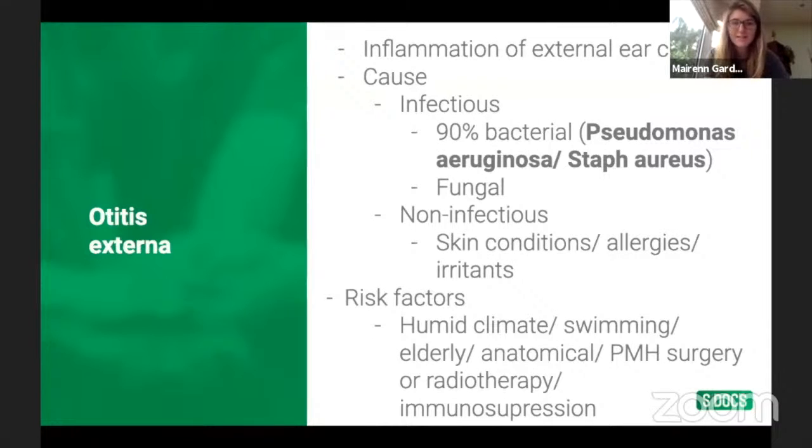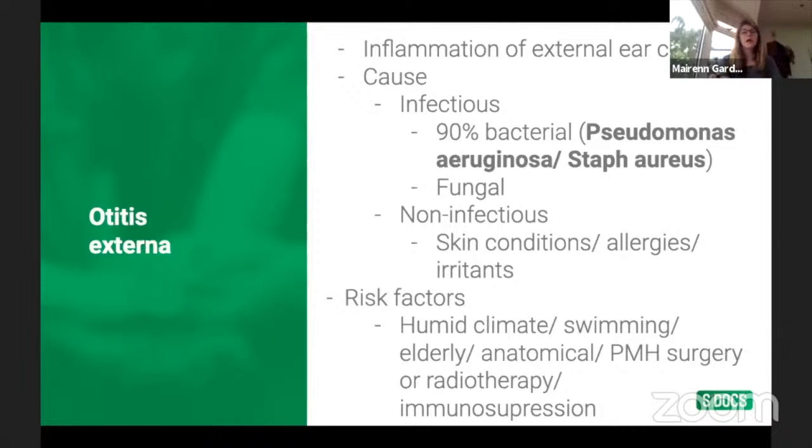And moving on to otitis externa. So otitis externa is inflammation of the external ear canal. It's caused mainly by bacteria, so Pseudomonas or Staph aureus, but it can also be fungal. If it's fungal, it's most likely to be Candida or Aspergillus, but this isn't very common. It can also be non-infectious. Skin conditions can predispose to this, so eczema, acne, or dermatitis, but also allergies and irritants might cause otitis externa.